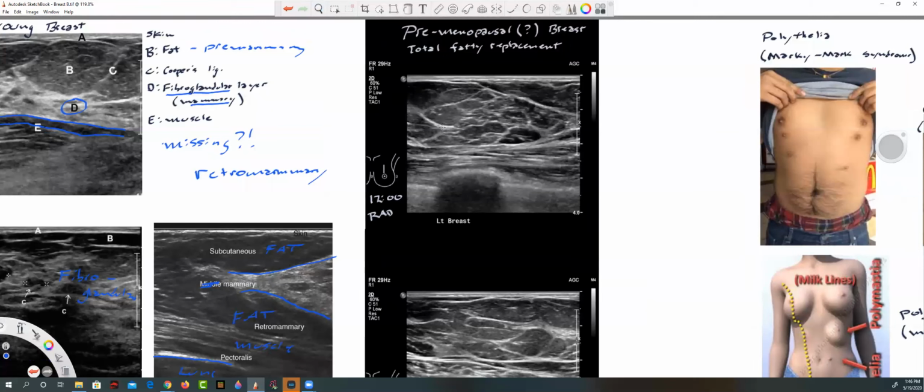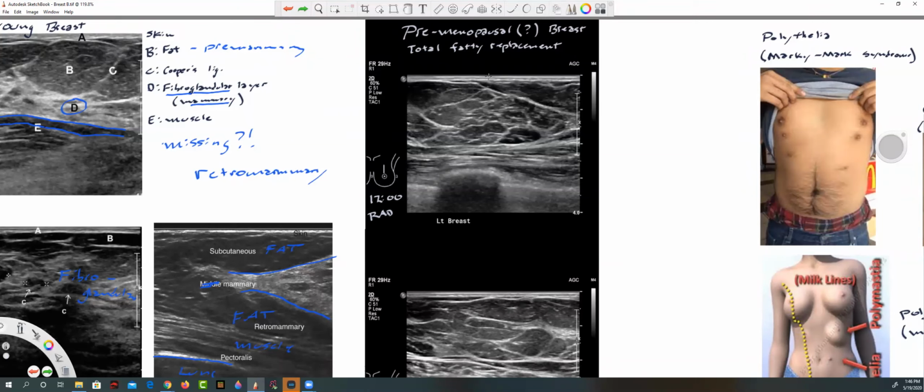But as I went through it, I did not see anything that looked like this over here. All I saw was fat, fatty, fat, down to muscle. So I think it's either a pre or a post-menopausal patient. Let me get my other color here. Can I draw this? Yep.